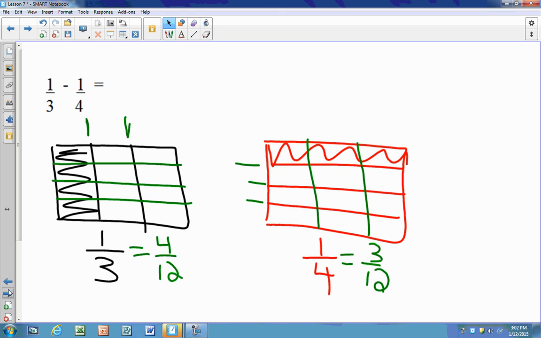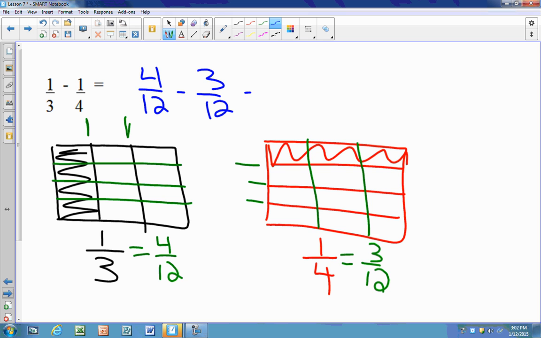And now I rewrite my problem up here. So my new problem is 4/12 minus 3/12. And I look that I have 1, 2, 3. So I cross off 1, 2, 3, and I have 1/12 left.